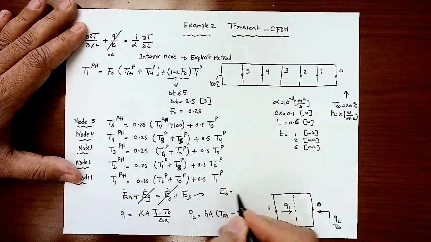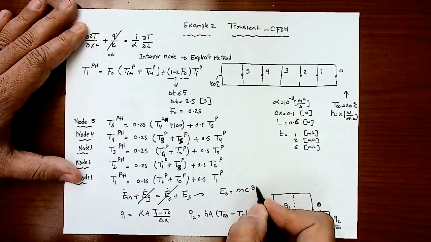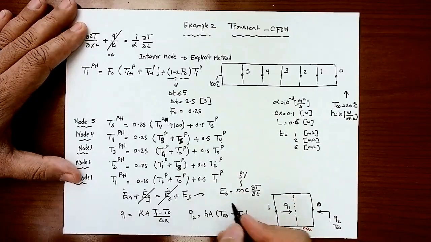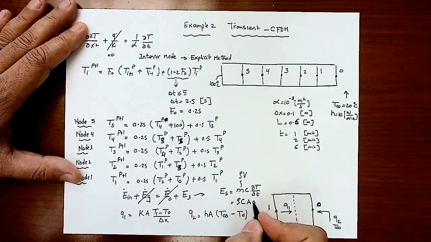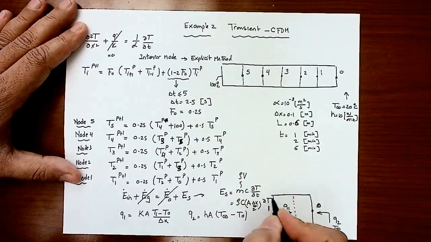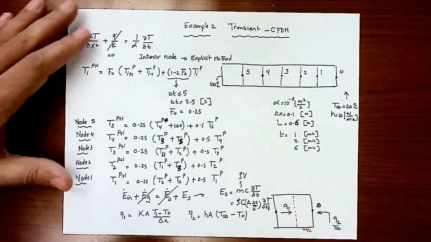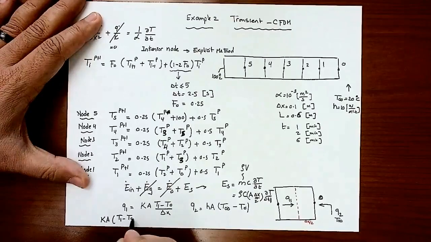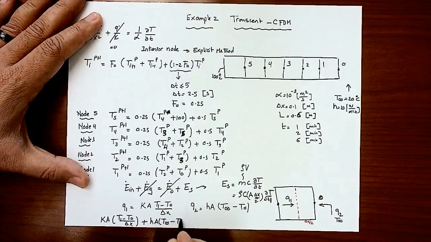Energy stored is equal to m C partial T by partial time t, and m is rho times the volume of the element, right? So this will actually be rho C. The volume of this element is A delta x over 2, times partial T by partial time t. So now let's collect the pieces together. I should have the following: k A (T1 minus T node) over delta x plus h A (T infinity minus T node) should equal rho C_p.